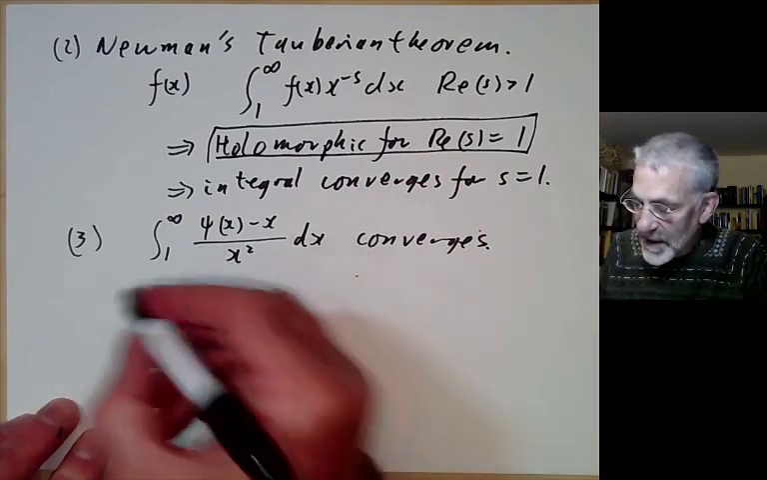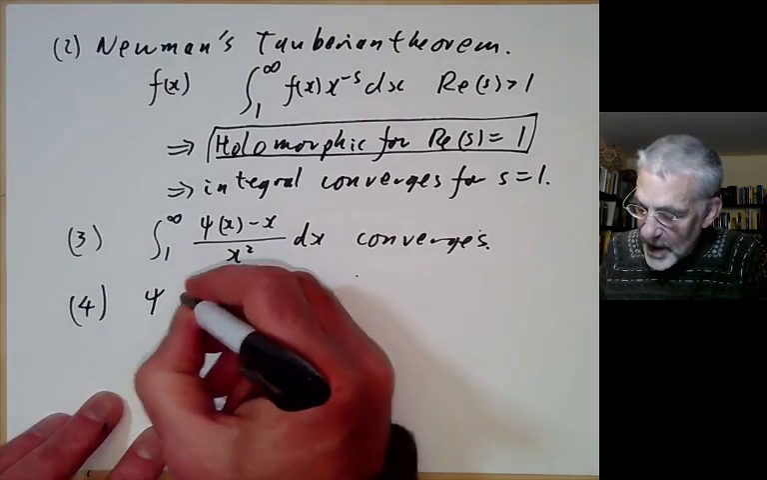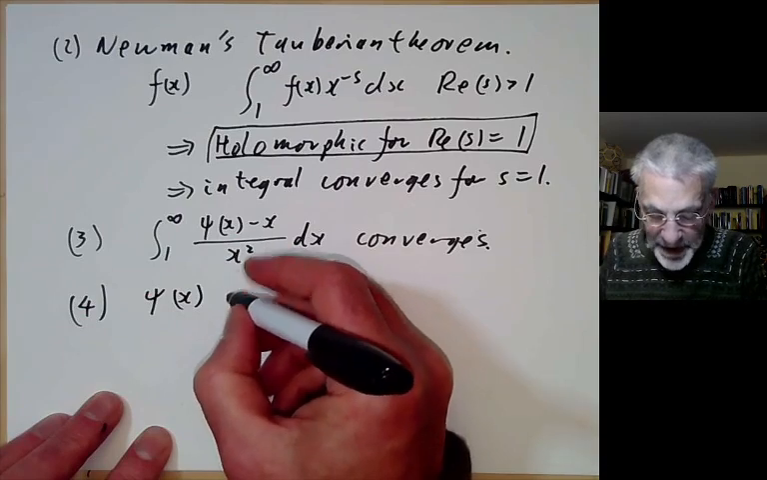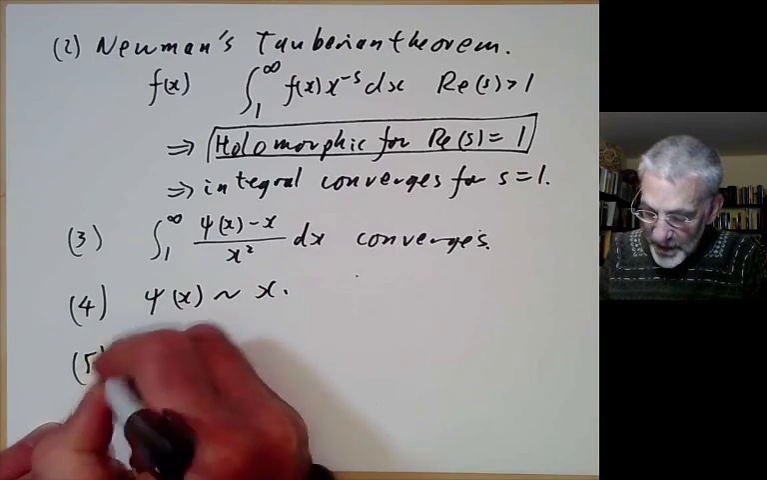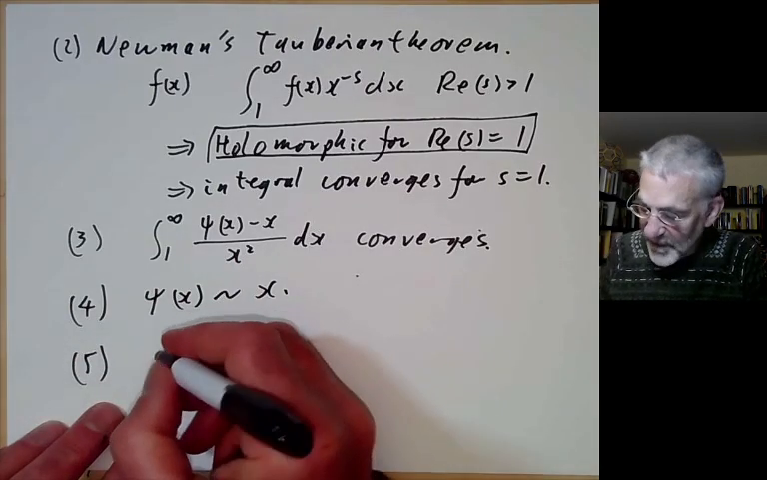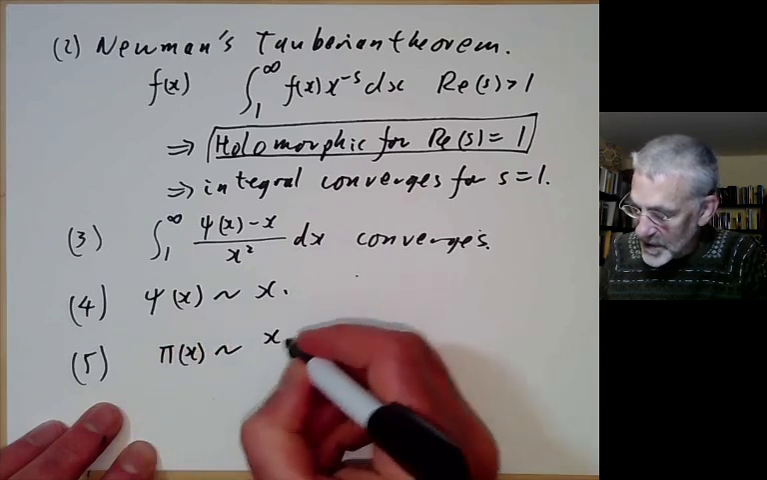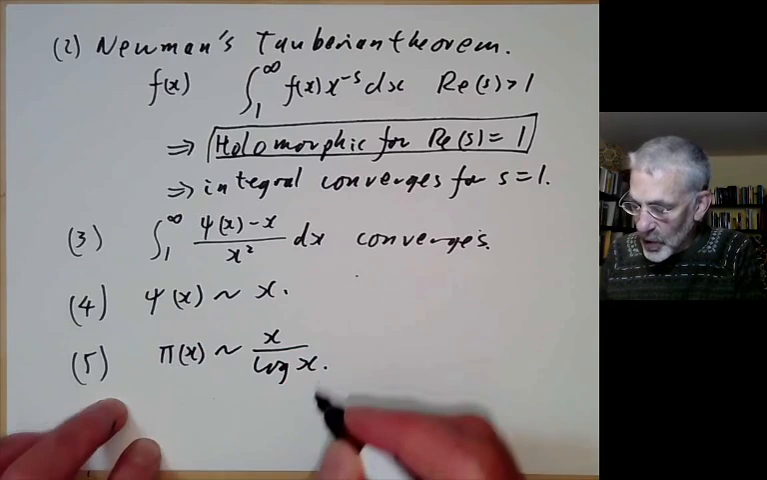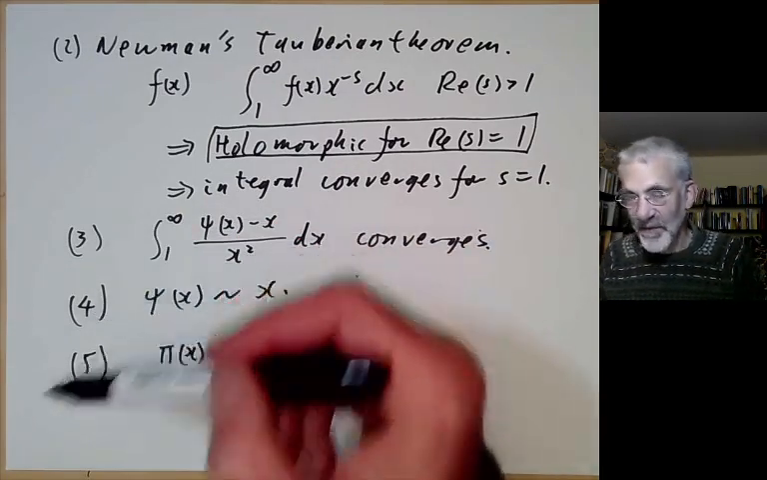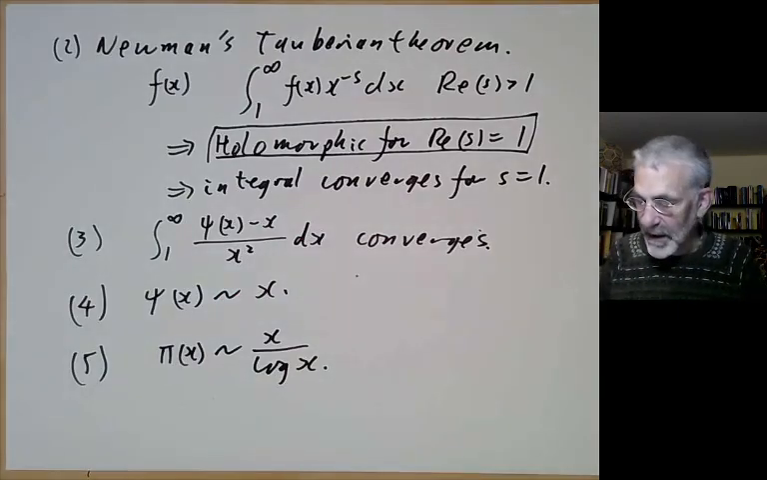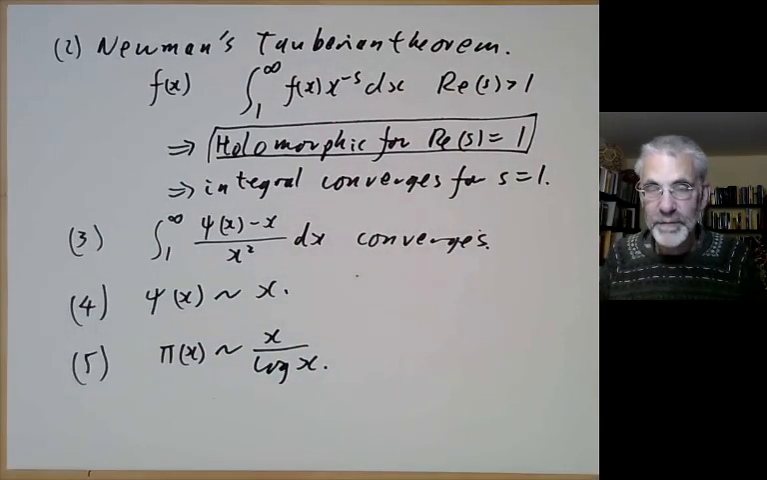So once we've proved this, the remaining steps are rather easy. So step four, we deduce from step three that psi of x is asymptotic to x. Step five shows that pi of x is then asymptotic to x over log of x. So going from step three to step four and step four to step five are really rather easy. And the hard parts of this proof are steps one and two.